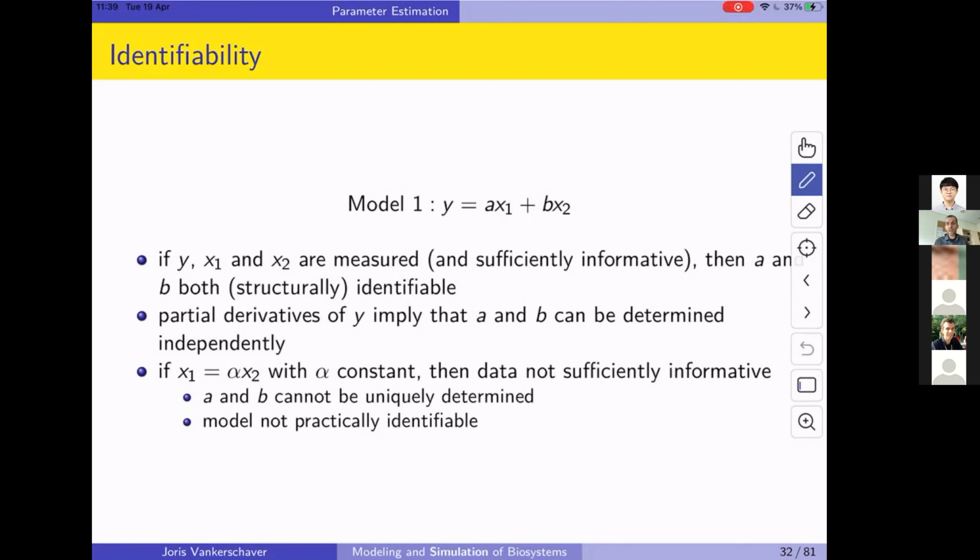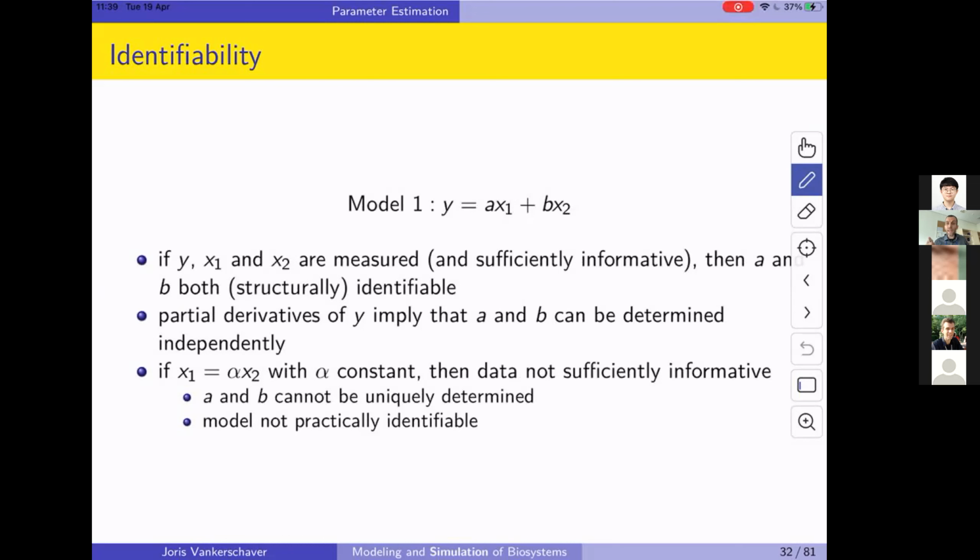But now imagine that my data collection process isn't completely what it should be, and I can't measure x1 and x2 independently. I can only, when I do my measurements, my sensor gives me x1 equal to alpha times x2.